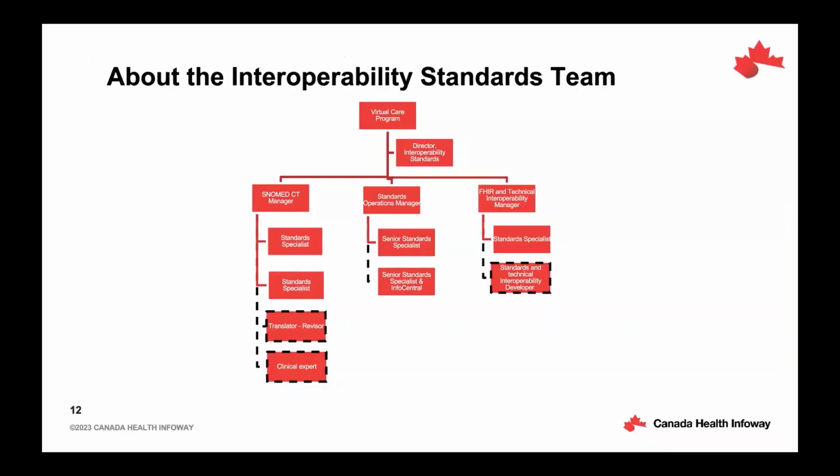In order to support the national standards portfolio, we currently have the staffing as depicted here. We have a director that runs the Interoperability Standards Division and 3 managers with key areas of responsibility: SNOMED CT, which is where Julie and I fall, as well as standards operation. That's everything else that the National Release Center would be responsible for. And then we have more specifically a FHIR and technical interoperability stream.